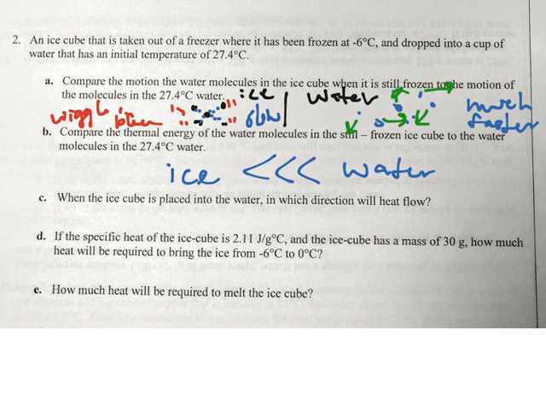Alright, and then C, when the ice is placed in the water, in which direction will the heat flow? So, in case you haven't figured this out yet, that's the lemonade problem. And hopefully the more we've been talking about it, every time we say it, we talk about the heat flowing from the hotter place to the cooler place. The water is hotter. So heat will flow from the water into the ice cube.